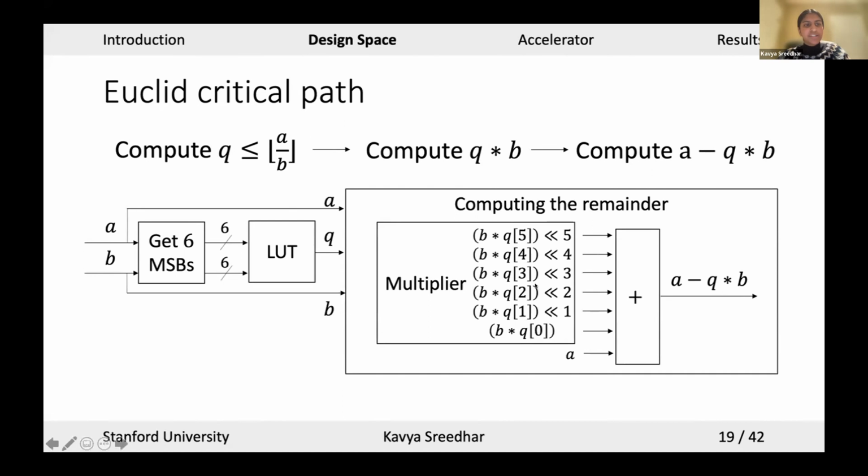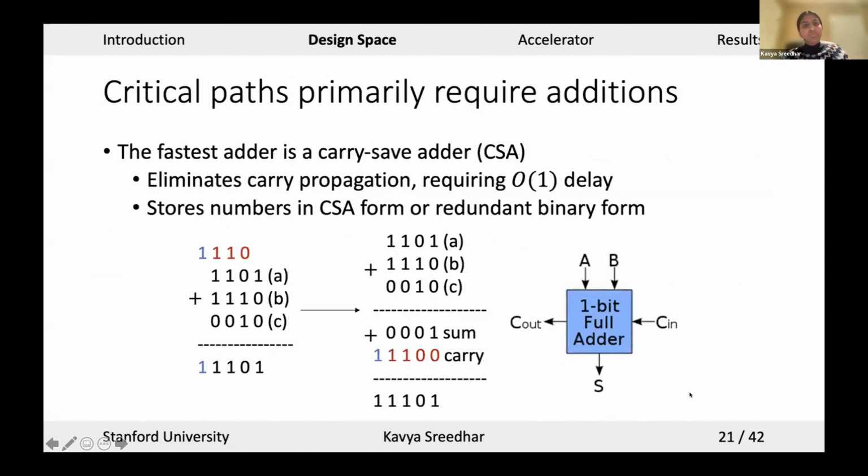And so we can see here that since this multiply is all just multiplied by 1 bit, this really just reduces to taking your number and shifting it some places, or just having 0 if you were multiplying by 0. And then we do the subtract and get our remainder. And what we see from these 2 critical paths is that they primarily consist of additions. And so we can use the fastest adder known, which is a carry save adder.